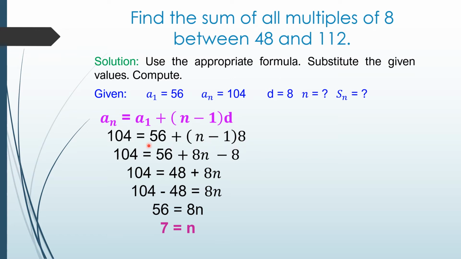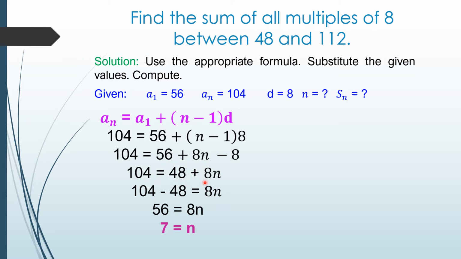Now, let us simplify this equation. This will become 104 is equal to 56 plus 8n minus 8. Kasi yung 8 ay multiply natin sa n kaya siya naging 8n. Yung 8 ay multiply mo sa negative 1 kaya siya negative 8. Again, let us simplify this equation. So we will have 104 is equal to 48 plus 8n. Bakit siya naging 48? Kasi 56 minus 8, that is 48.